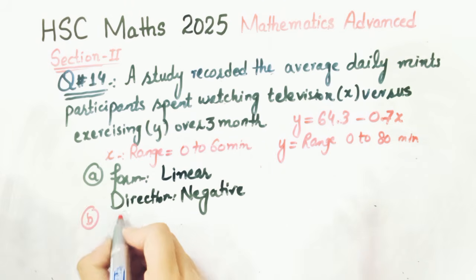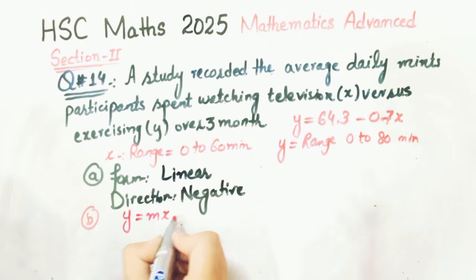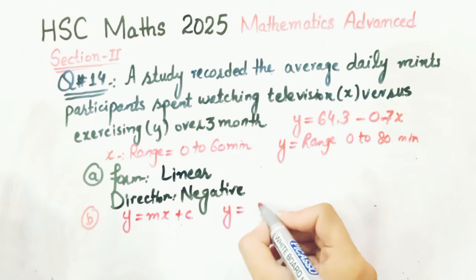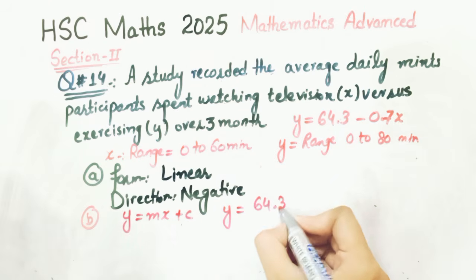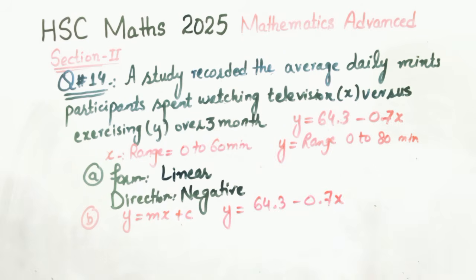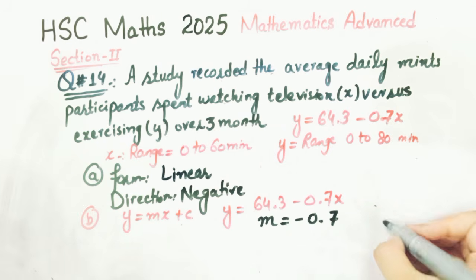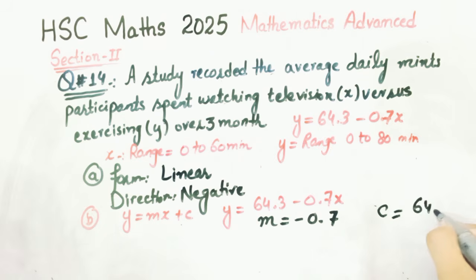So, y equals mx plus c. Compare both the equations. We have y equals 64.3 minus 0.7x. Now by comparing these, you can see the value of the slope. Here the slope is minus 0.7, and what is the value of c? The y-intercept is 64.3 minutes. So these are the values.